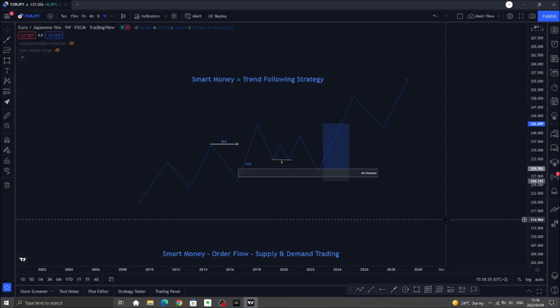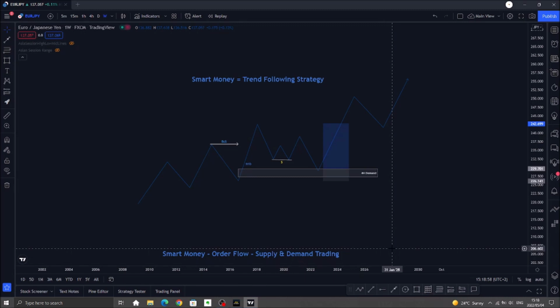All right, so quite simply put, the smart money approach to trading is essentially a trend following strategy. What it entails is identifying the underlying trend, looking for high value areas where we can then look to get involved to continue with the underlying trend. So whenever we're talking about smart money, we're talking about order flow, supply and demand trading, a bunch of concepts that all form part of this approach that looks to follow the underlying trend.